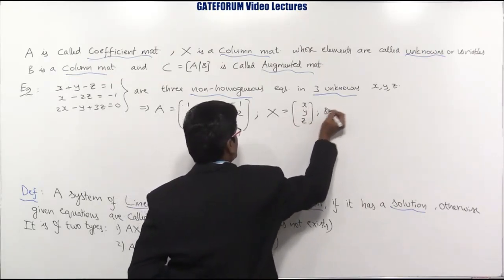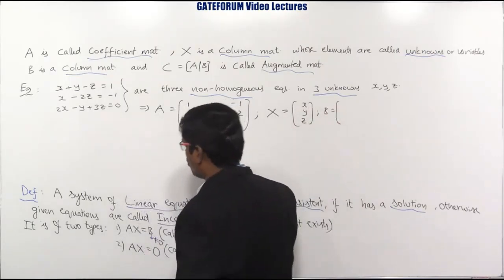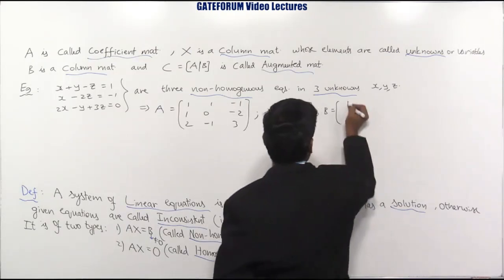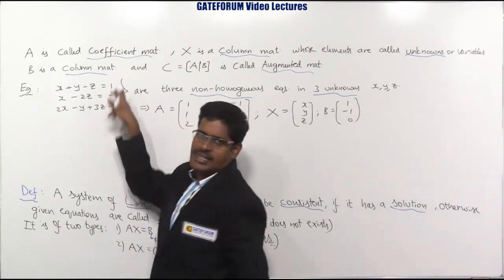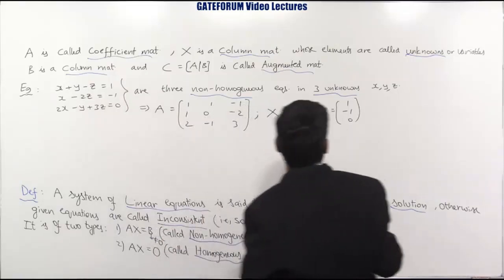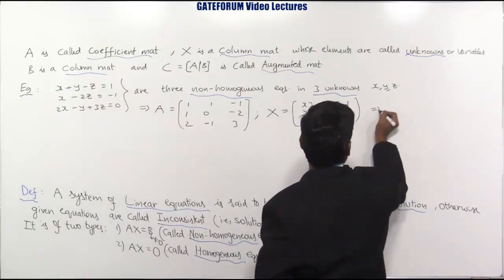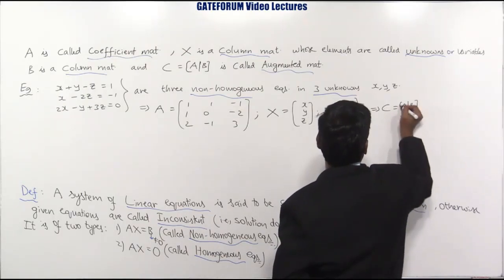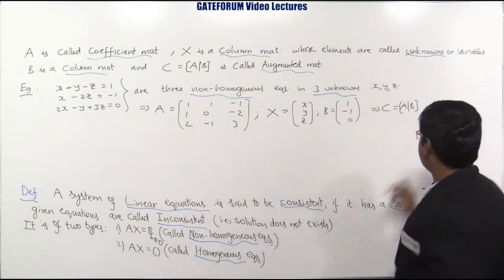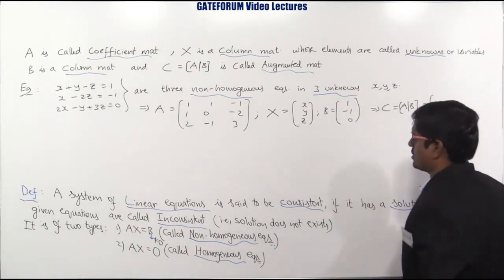B is a column matrix containing the elements belonging to the right side of the given equations, 1, minus 1, 0. These are the numbers on the right hand side of the given equations. Okay. So finally, C matrix, that is the combined matrices A and B together put in a matrix denoted by C, which is called the augmented matrix.